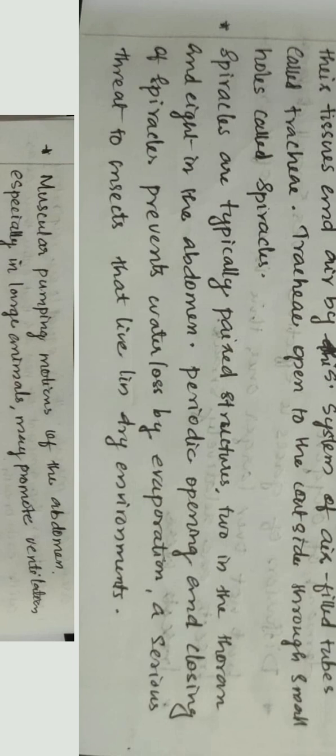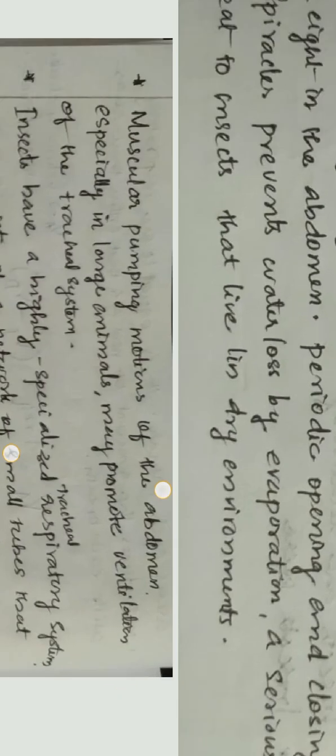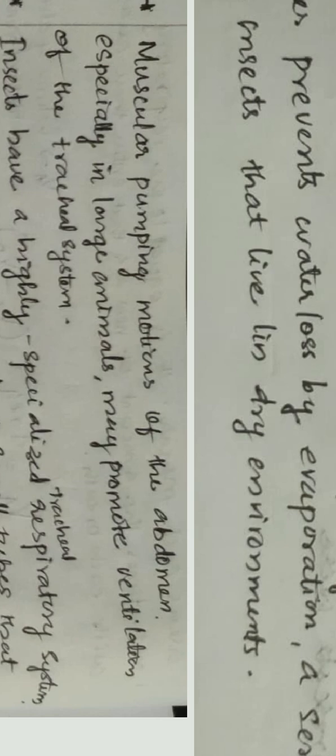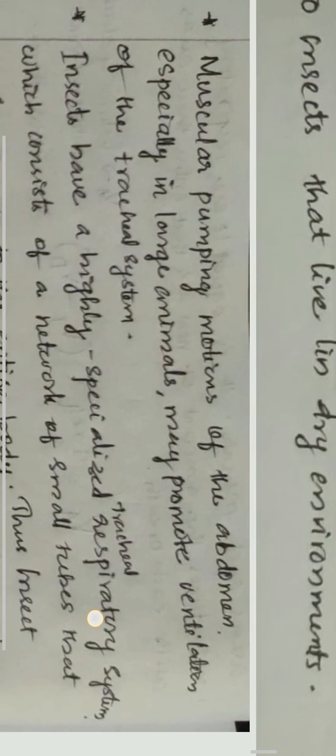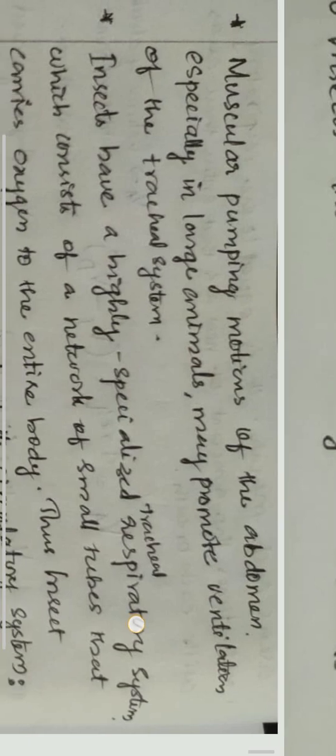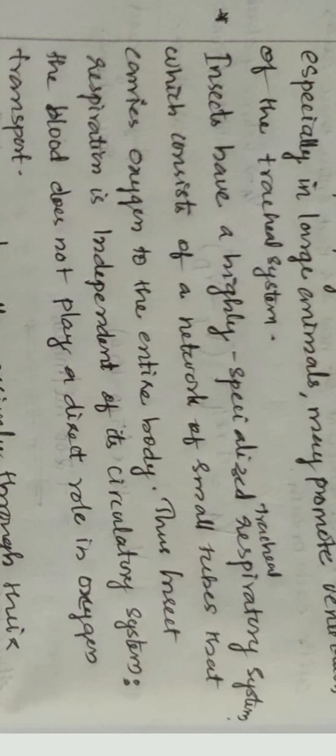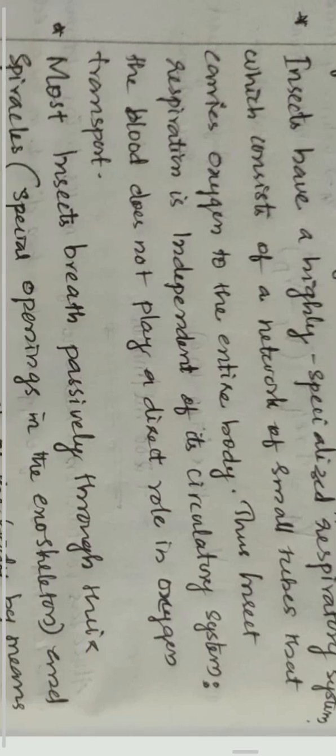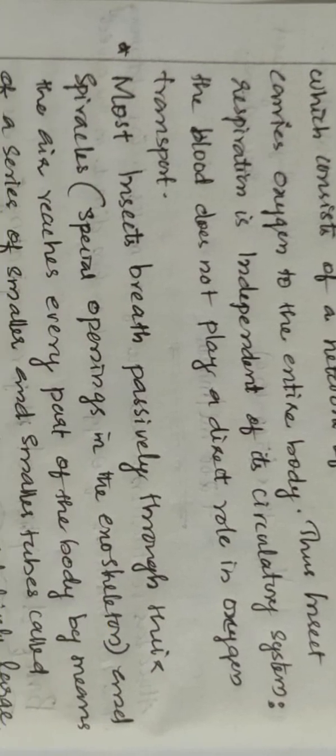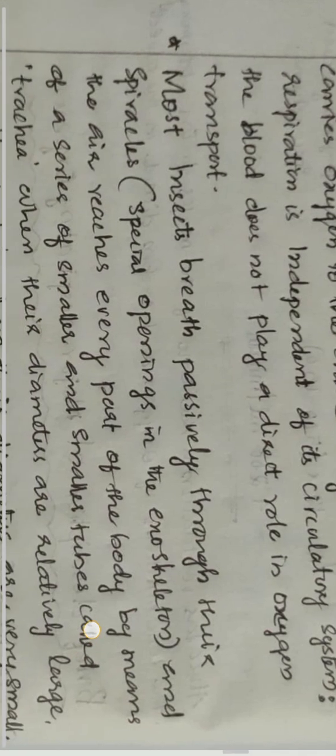Then periodic opening and closing of spiracles prevent water loss by evaporation, a serious threat to insects that live in dry environments. Muscular pumping motions of the abdomen, especially in large animals, may promote ventilation of the tracheal system. Insects have a highly specialized respiratory system which consists of a network of small tubes that carries oxygen to the entire body. This respiration is independent of the circulatory system. The blood does not play a direct role in oxygen transport. Most insects breathe passively through thick spiracles.